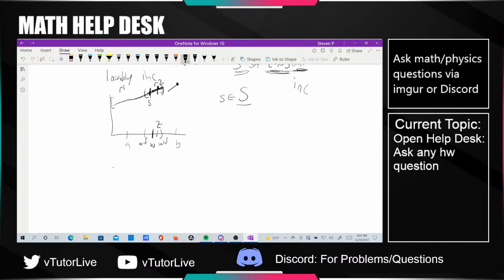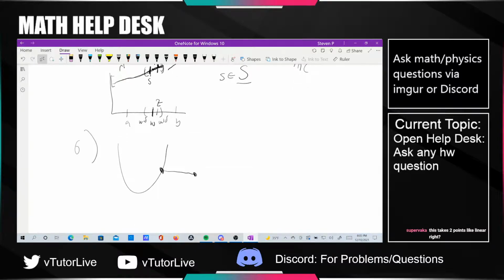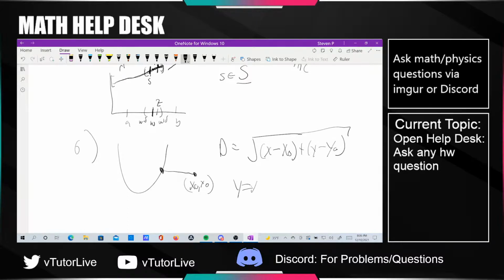Last one is showing that some point, right, trying to find the closest point or something like that. And the way you do this is just use the distance formula, right? It's the square root of x minus, so if this point is like x naught and y naught, right? The distance is x minus x naught plus y minus y naught, where y is equal to x squared. Right, so you can plug that in.